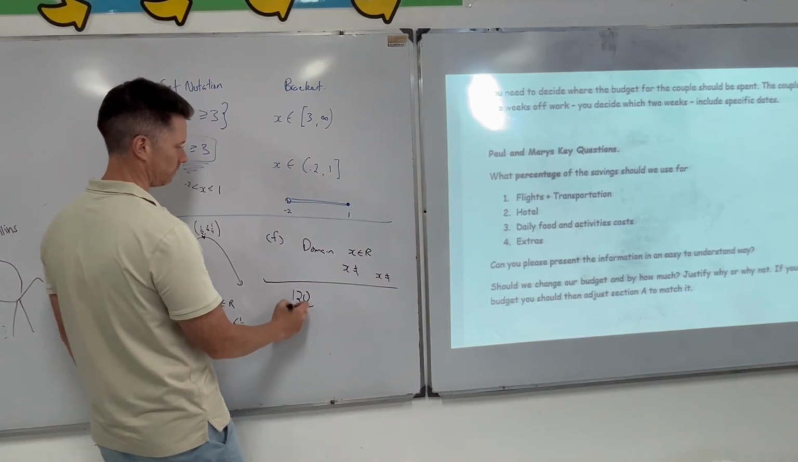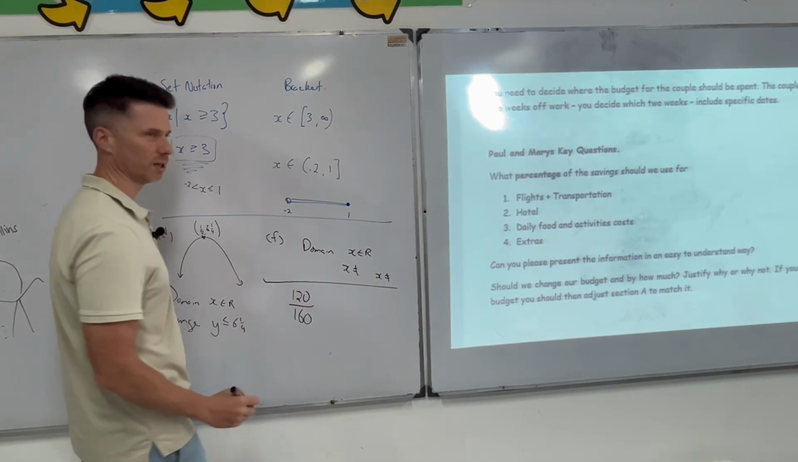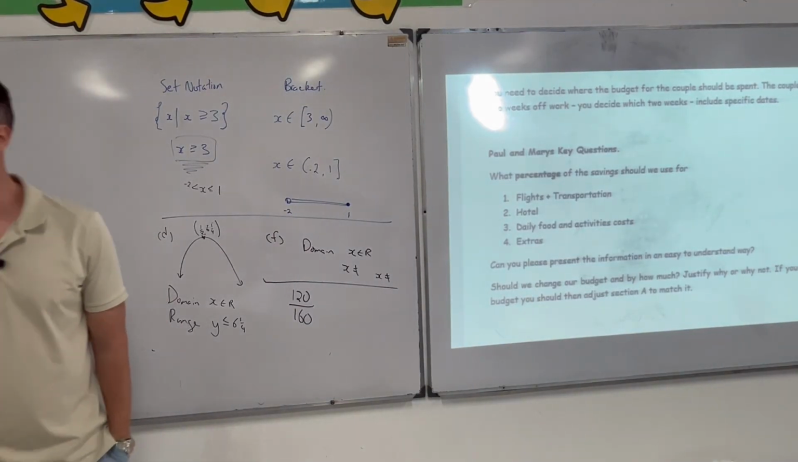120 out of 160, how do I turn that into a percentage? How do I turn that into a percentage, Byron?